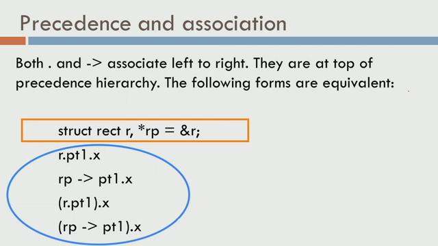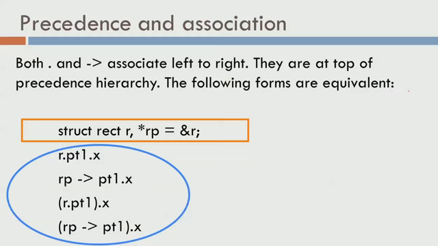Both dot and arrow are actually at the top of the precedence hierarchy. So, if you have an expression which has a dot and an arrow along with plus and minus and so on, dot and arrow get the highest precedence over everything else. Right. So, let us see a small example here.